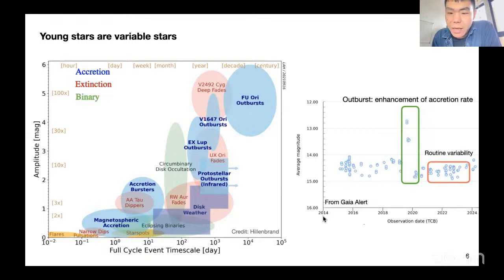On the right-hand side, there is an example from the Gaia Science Alerts. You can see this is a light curve, so it is time versus the magnitude of the star. And then we have routine variabilities with low amplitude, and it happens all the time. And then we have an outburst of about 2.5 magnitudes, but it lasts for a short duration. We call them the EXor-type outburst.